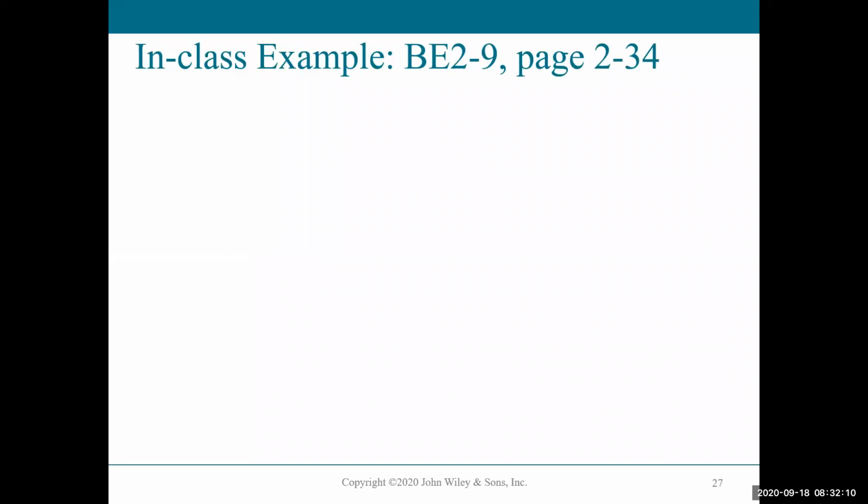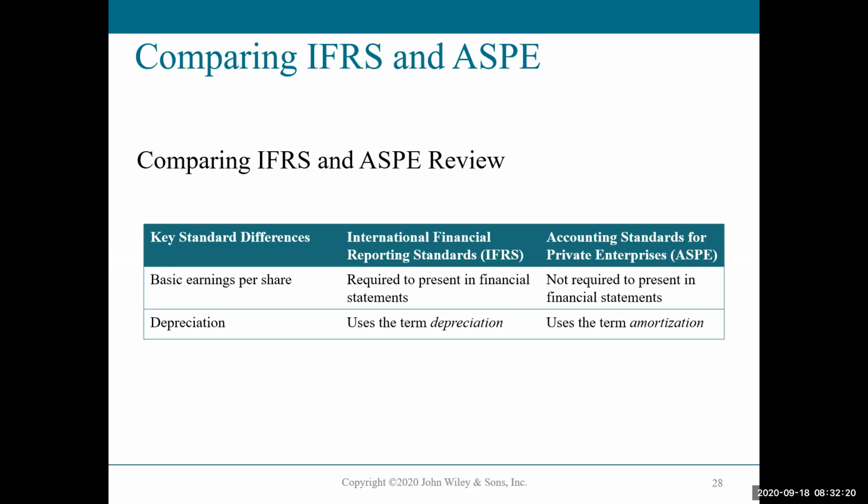That, my friends, is all we have for chapter 2, because this example BE2-9 will be done in the class. And finally, I have listed some comparison between IFRS and ASPE here for your review. So there is some basics, earnings per share, and the differentiation between the depreciation terminologies that we discussed. Under IFRS, the terminology is depreciation for physical assets and amortization for intangible assets. Under ASPE, we just use amortization for all assets.